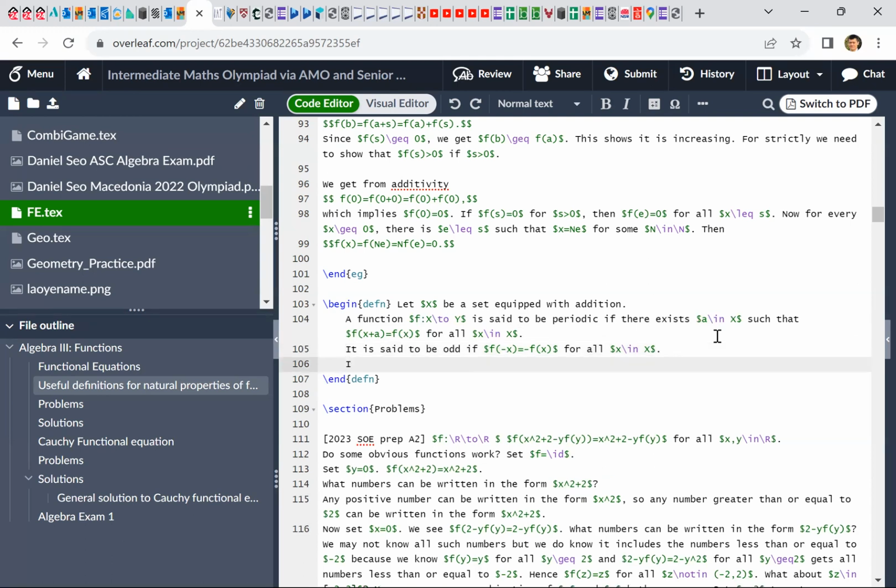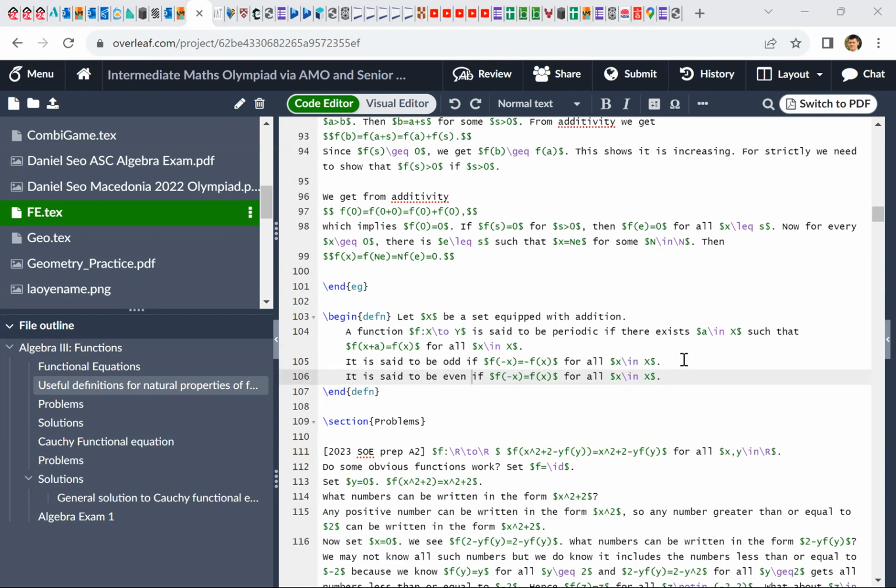Okay, and then maybe I could say if f of minus x equals f of x for all x in X, it's said to be even. Okay, good. You guys know why it's called even and odd? Even and odd are in your high school syllabus as well. So is periodic.